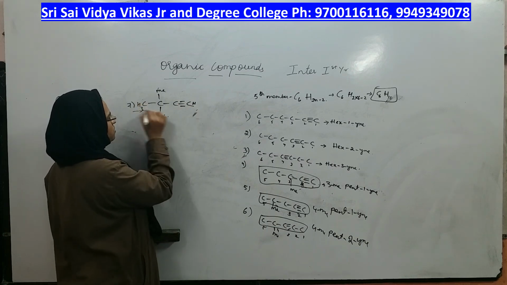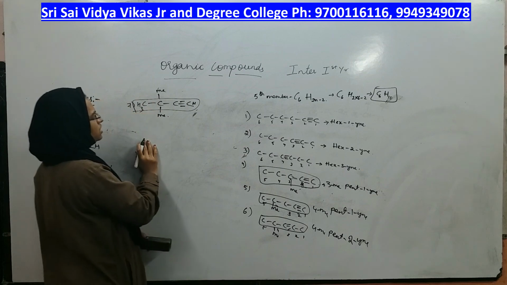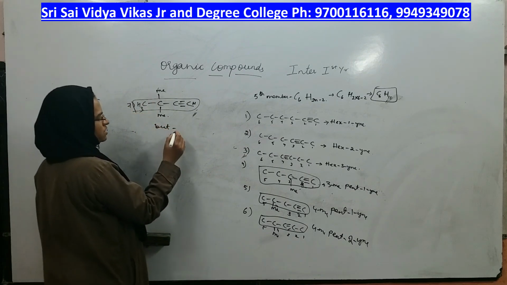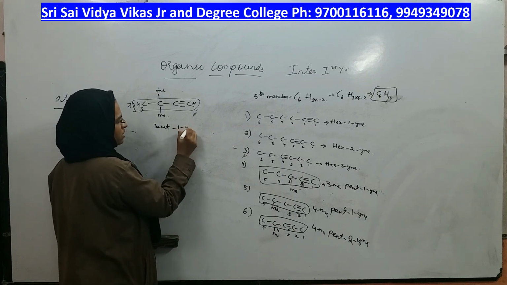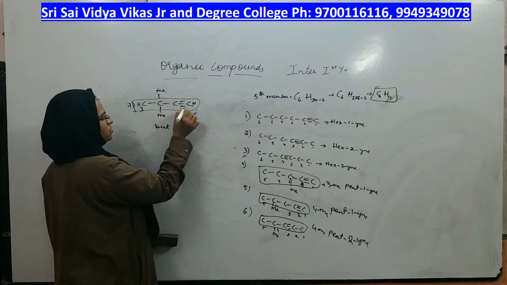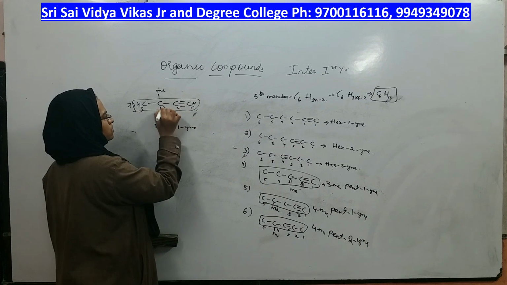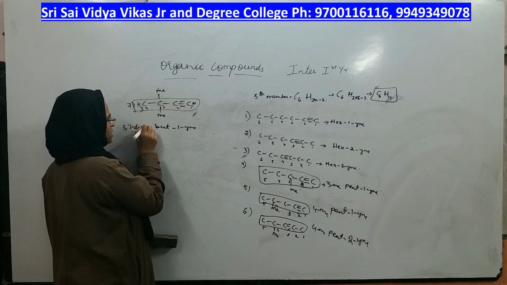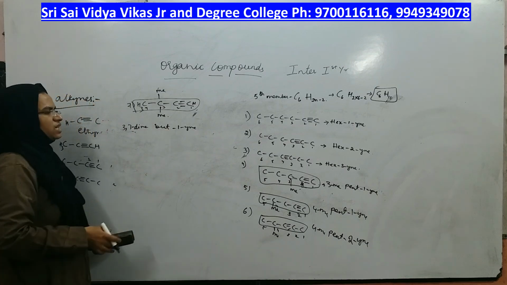What is the name of this compound? Select the longest carbon chain. What is the longest carbon chain? Butane is the longest carbon chain. Where is the position of the triple bond? 1-yne. Where are the methyl groups? 1, 2, 3, 4. 3,3-dimethyl but-1-yne is the next isomer.